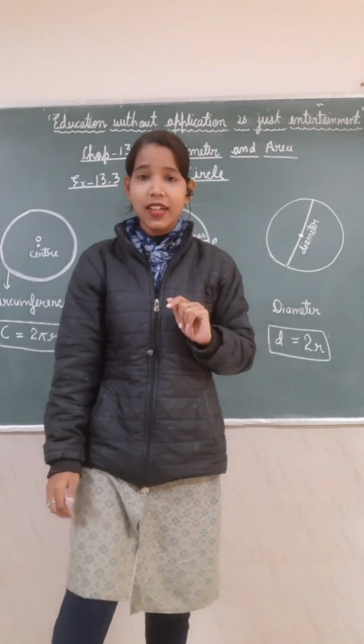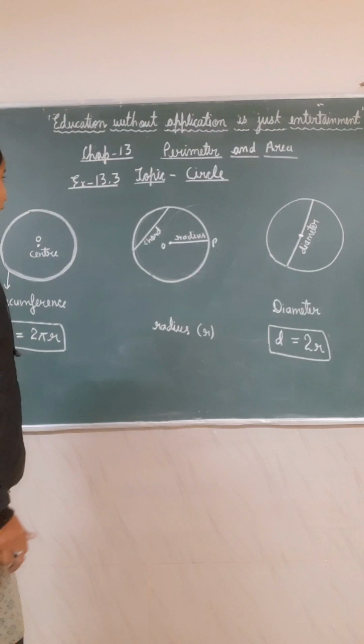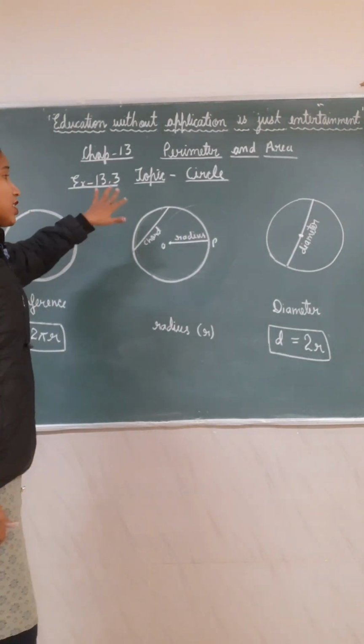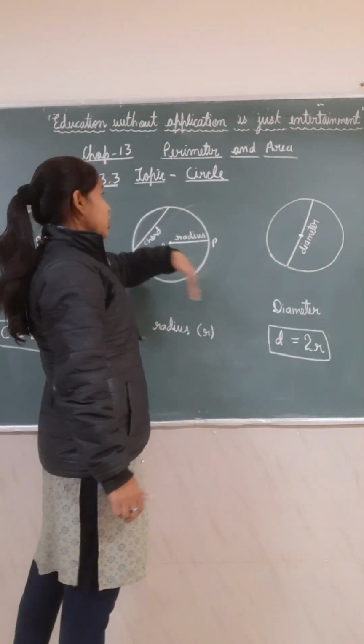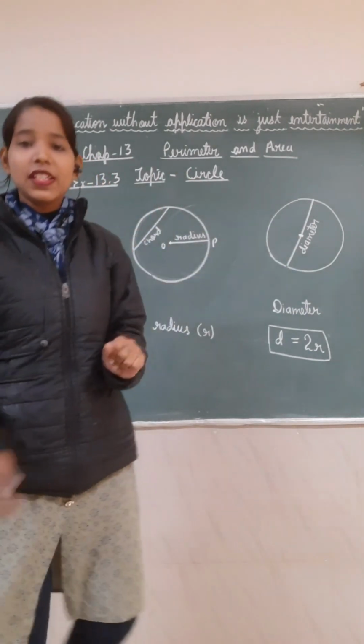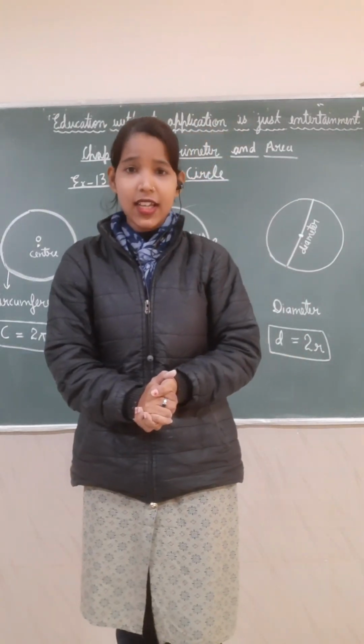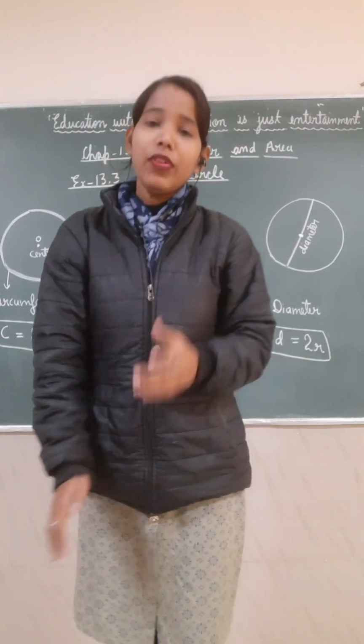So class, we have already started our chapter number 13, perimeter and area, right? We have already started this chapter and now we have to start exercise 13.3. The questions in exercise 13.3 are based on the circle. So today we will study about the circle, and I think you all know about the circle and its terms. But again we will recall it.